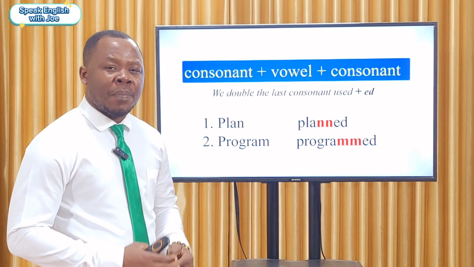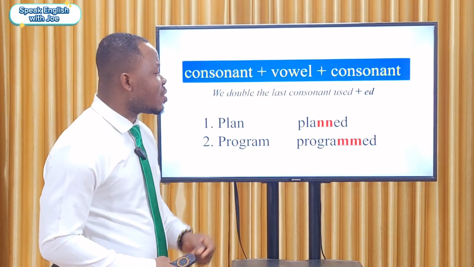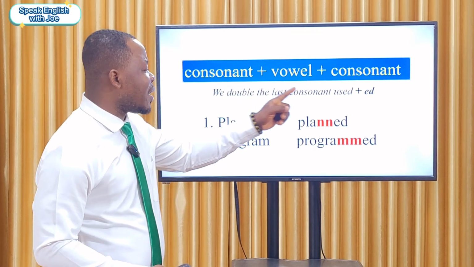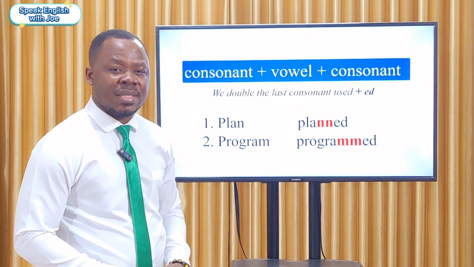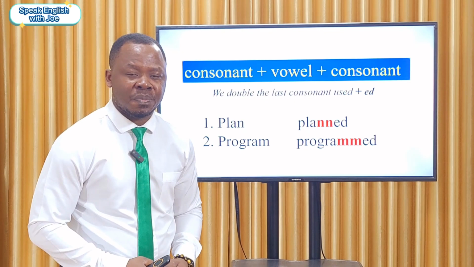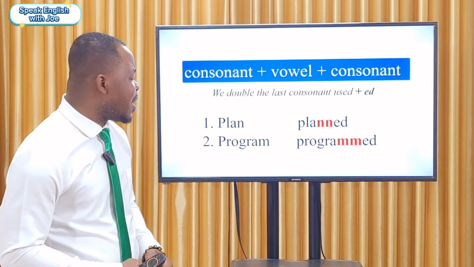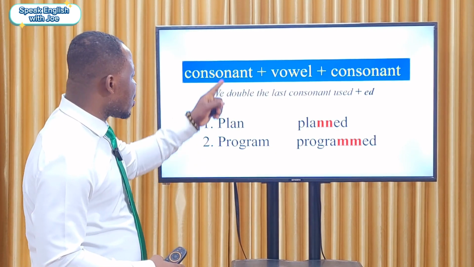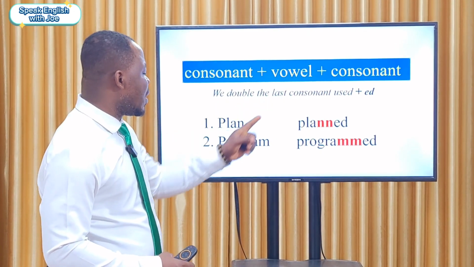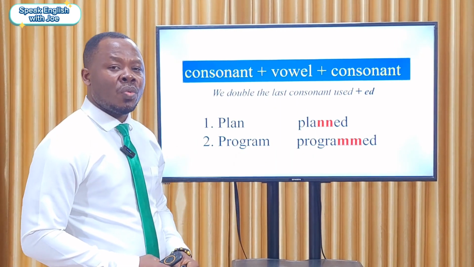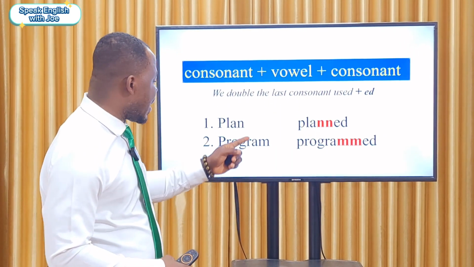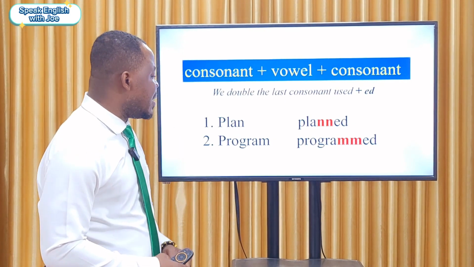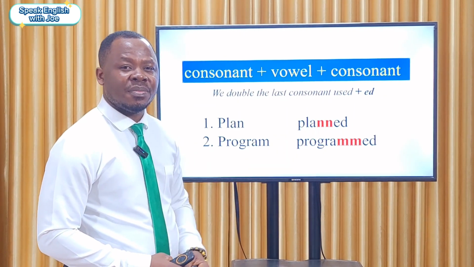Also, if the base form of the verb ends in consonant plus vowel plus consonant, then we double the last consonant used plus ed in the past participle form. So for example, we have the base form of a verb plan. Now with plan, P is a consonant, L is a consonant, A is a vowel, and N is a consonant. So we double the last consonant used, which is the N. We double it in the past participle form plus ed, which is planned.